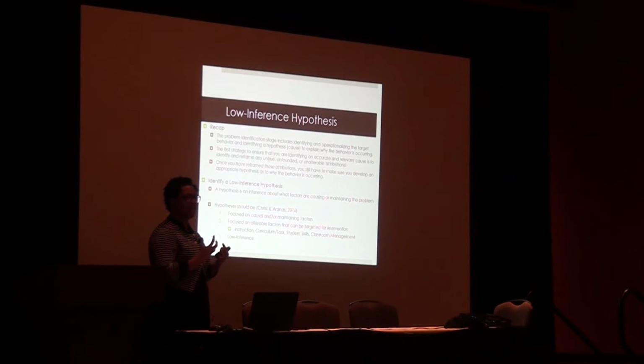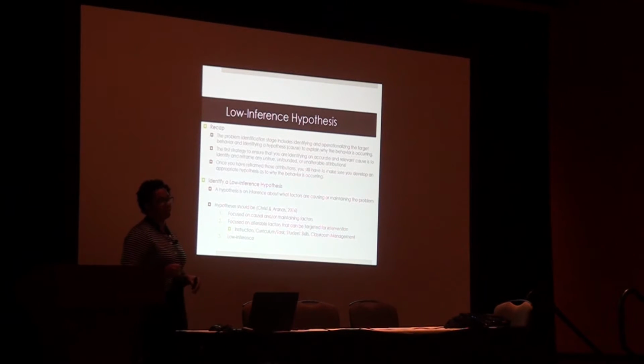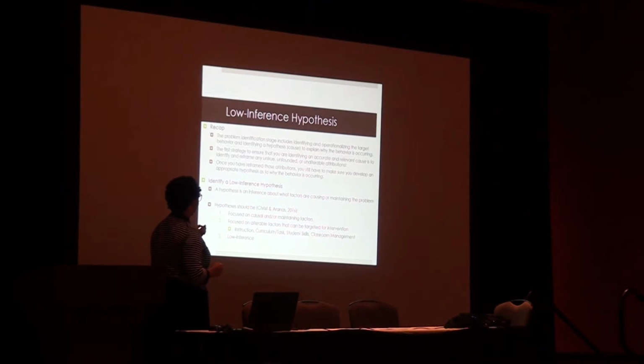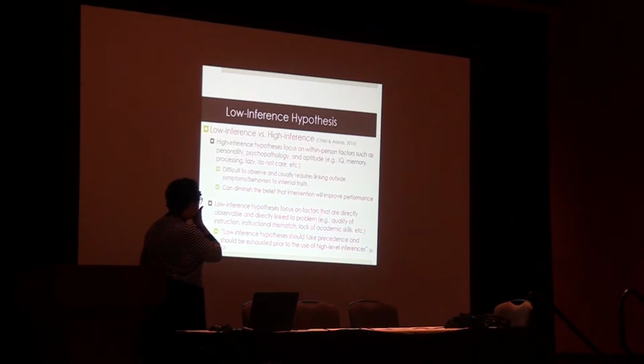So we're not washing our hands of that. We're just saying, what can we do in the school environment? We're always asking that question. We never, ever give up on a child. We always say, what can we do in that school environment? And the last piece is that it's low inference. And I'm going to explain that in a second. Low inference. So let's break this down. Low inference versus high inference hypotheses.